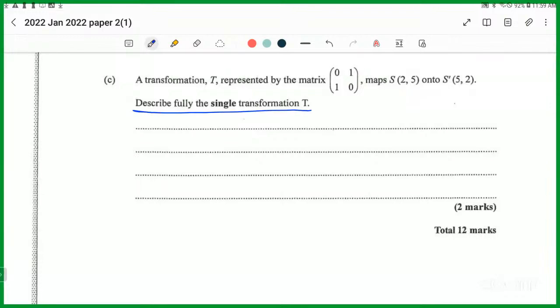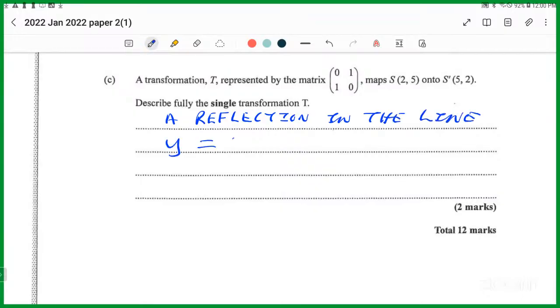Describe the transformation fully. This is the matrix for reflecting in the line y equals x. Just know it, or you have to figure it out. It takes time to figure out stuff. Know what you can know. And I told you the matrices that you must know. This is one of them. This is a reflection in the line y equals x. That's what this matrix is.